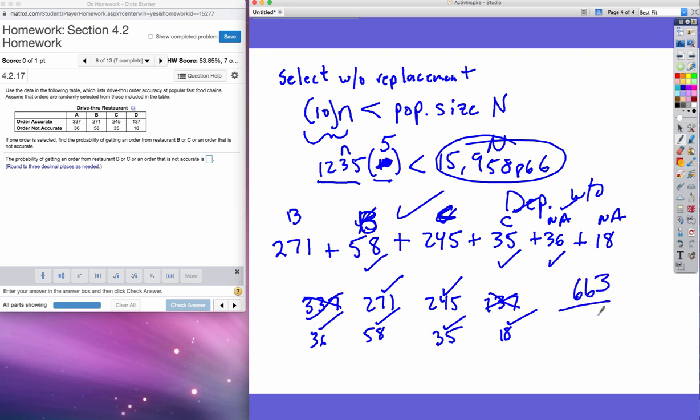And then were they nice enough to tell us how many there were? Nope. Okay, so I need to add 2 more to what I had added already. I need to add the 337 plus the 137. So in total there was 1137. That's the sum of everybody. So I get 0.583.